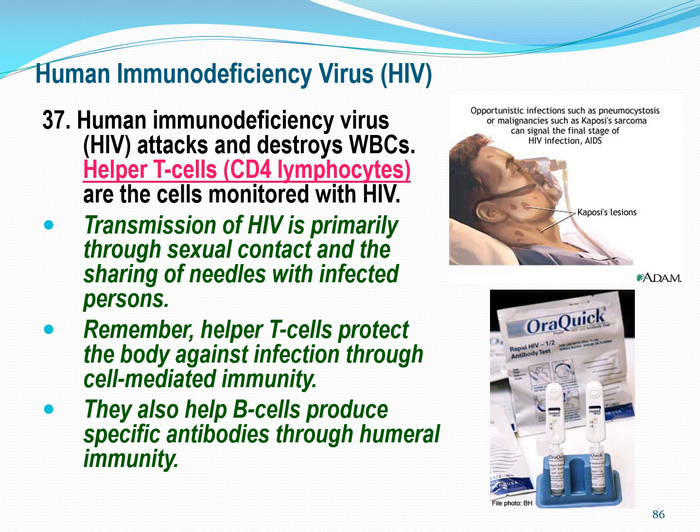Okay, now there is a test for HIV, the human immunodeficiency virus, right? HIV attacks and destroys WBCs, helper T cells, CD4 lymphocytes, and the cells monitored with HIV, right? Transmission of HIV is primarily through sexual contact and the sharing of needles with infected persons. Remember, helper T cells protect the body against infection through cell-mediated immunity. They also help B cells produce specific antibodies through humoral immunity.